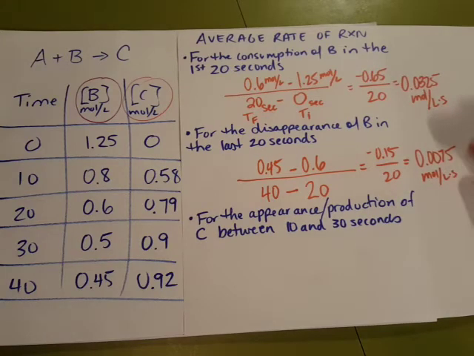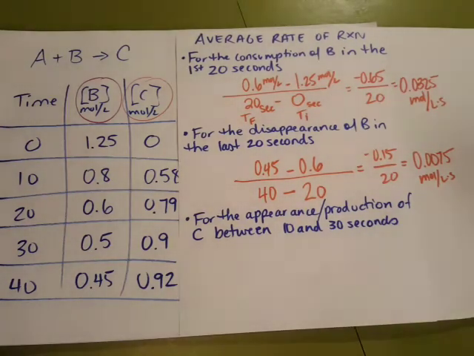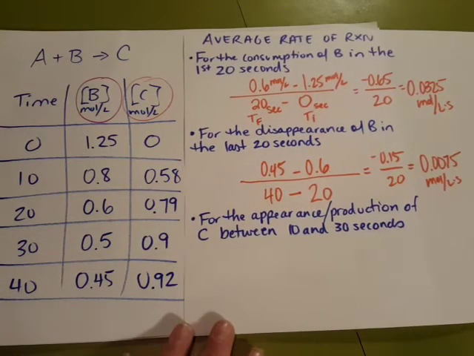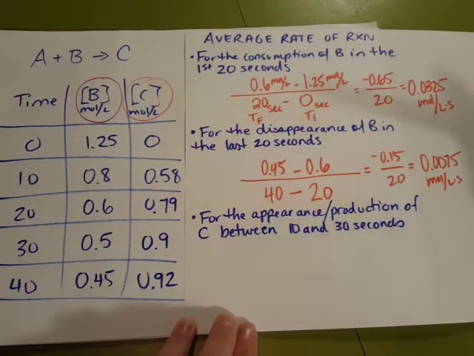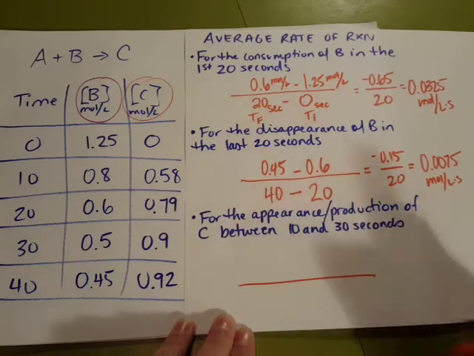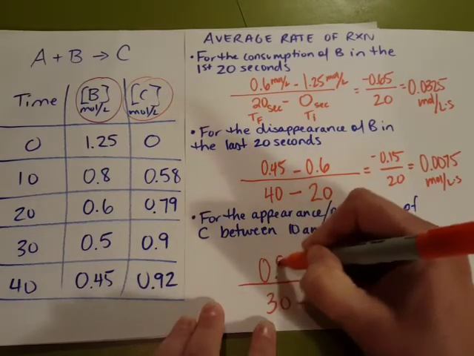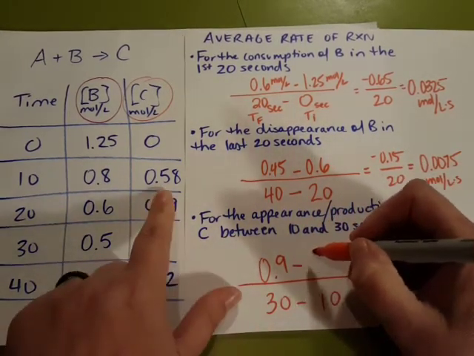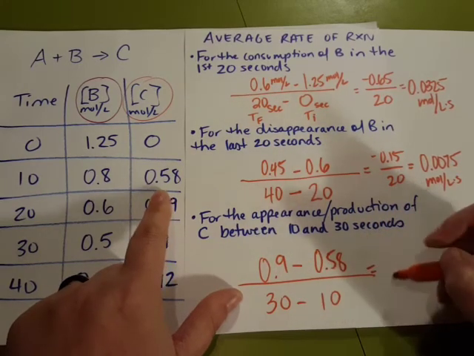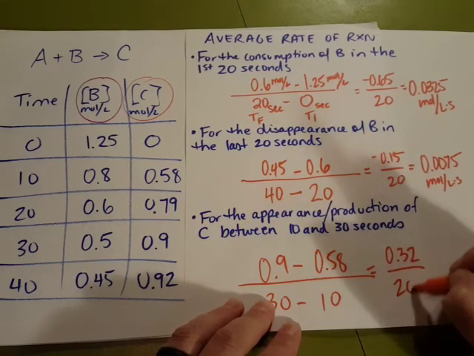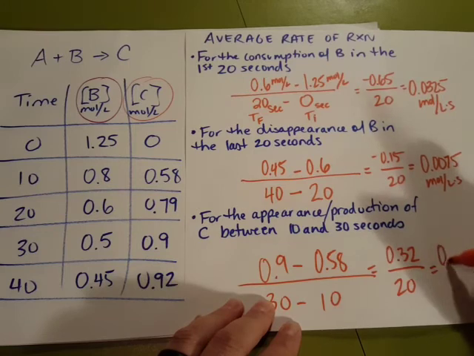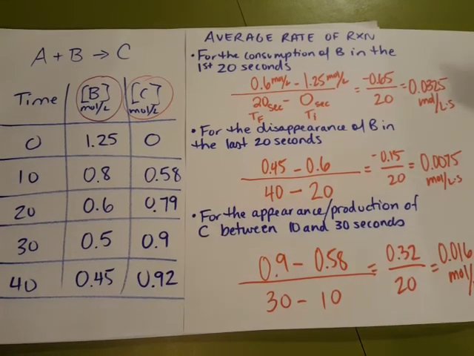So this is a little bit slow, and then this one's a little bit faster, representing a faster period of time. And I just wanted to show you how the average rate of reaction works with the product. So we're going to do between 10 and 30 seconds. 30 is our time final. 10 is our time initial. So 0.9 and 0.58. When you do this subtraction, the value is positive because this is a production or a creation of that product. And again, we're going to show it as a positive value for the rate.